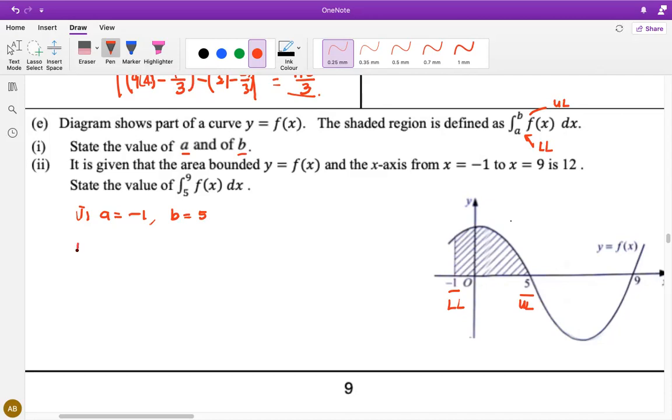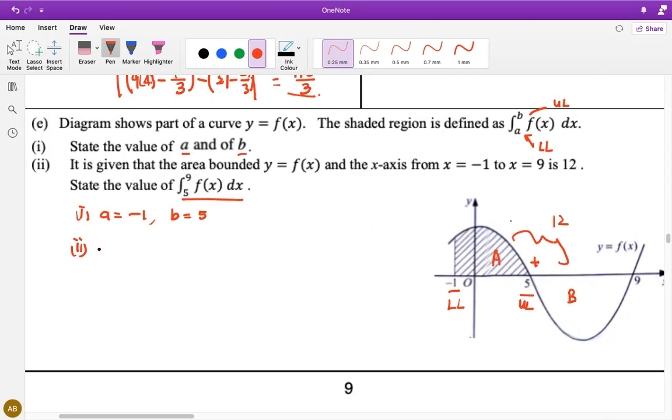Right? So number 2 is: given the area bounded by f(x) and the x-axis from negative 1 to 9 is 12. So this A plus B is 12. So what is the value of the integral from 5 to 9 of f(x) dx?